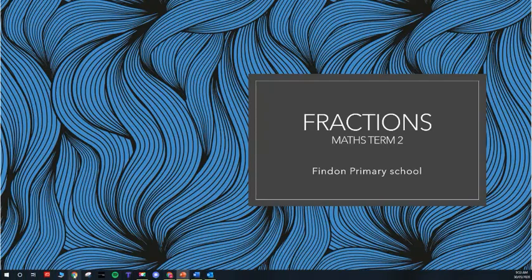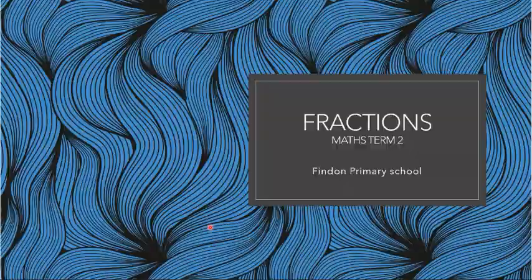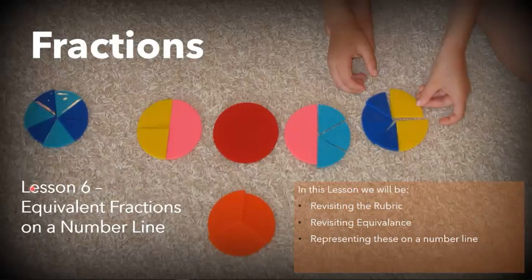Actually, no, this is like our sixth lesson on fractions. So today's lesson is about equivalent fractions. Now, lesson 5, we didn't have a rubric video, and that's because we wanted to introduce you to equivalent fractions before we went through the rubric. So equivalent fractions on a number line, and today we will be revisiting the rubric. Then you'll be revisiting equivalent fractions, and you'll be looking at some of the common fractions and how we can represent them as decimals and percentages on a number line.